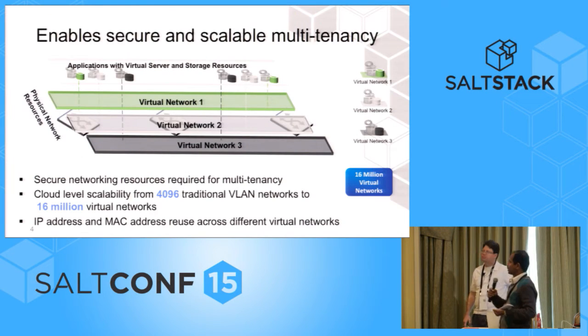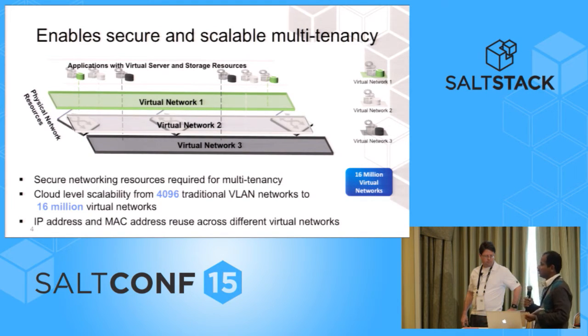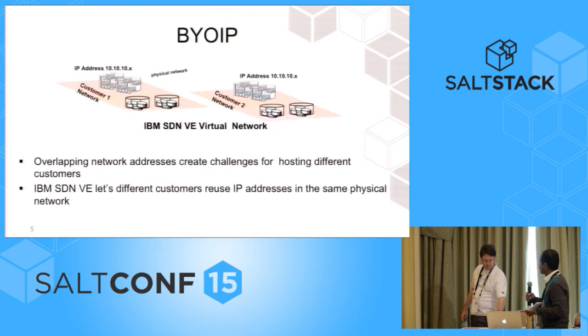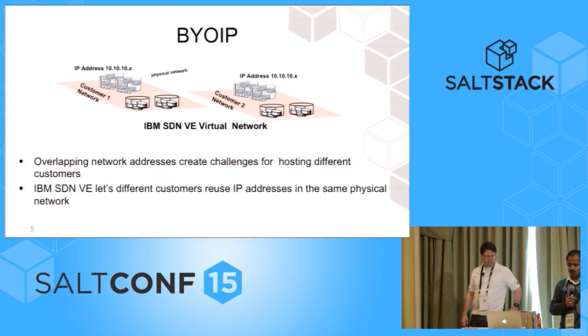So we can create about 16 million virtual networks rather than the 4K of traditional VLAN, which has the limitation here. We can reuse the IP addresses and MAC addresses across the different virtual networks. So this is one of the use cases which I was talking about, which is bring your own IP, where you can see that customer network 1 and customer network 2 can bring in the same kind of IP address, and still can be used without changing anything in the underlay. So this is one of the use cases which I think will be very useful with SDN-VE.